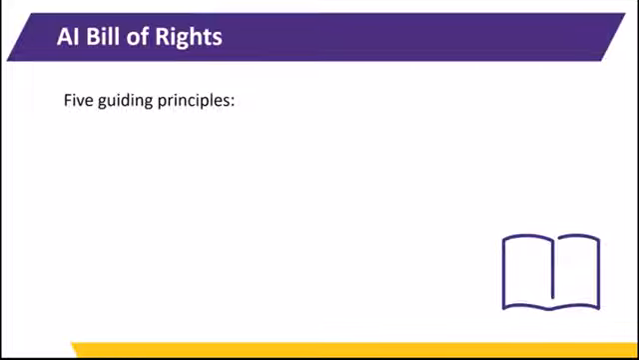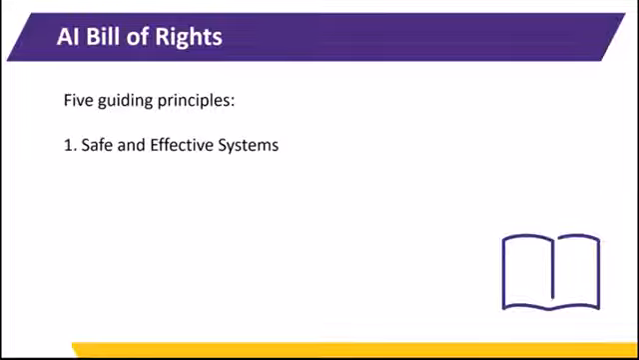This document was created in October 22 by the White House. Seeing the increased popularity of AI tools that were coming up, the federal government released a blueprint for how AI technology should be developed and utilized. The vision is that AI tools should benefit people, not cause them harm. This blueprint consists of 5 guiding principles.